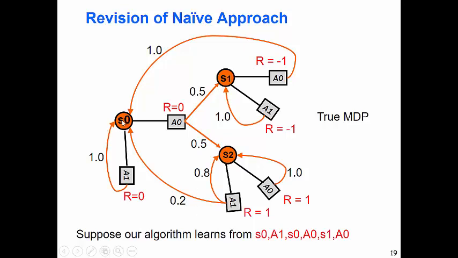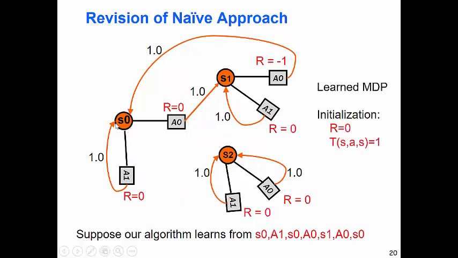We don't know what the algorithm was doing or why, and then it took A1 and got 0 reward. Then it took A0 and went to S1 and took A0 and got a negative reward. Okay, so that's what our algorithm saw so far. It saw that, I take A1, I get 0 reward, and then I went here and ended up getting a negative reward. That's what it learned so far.